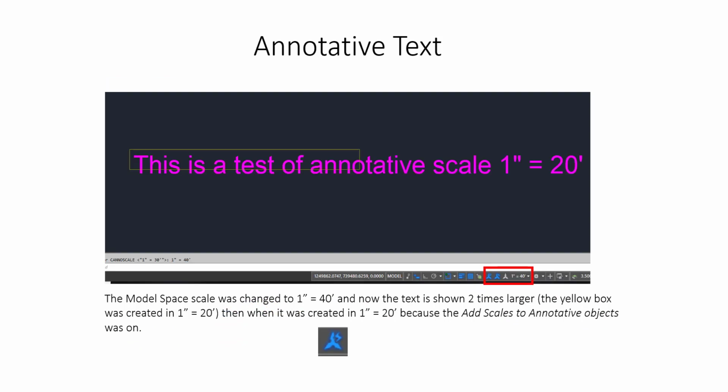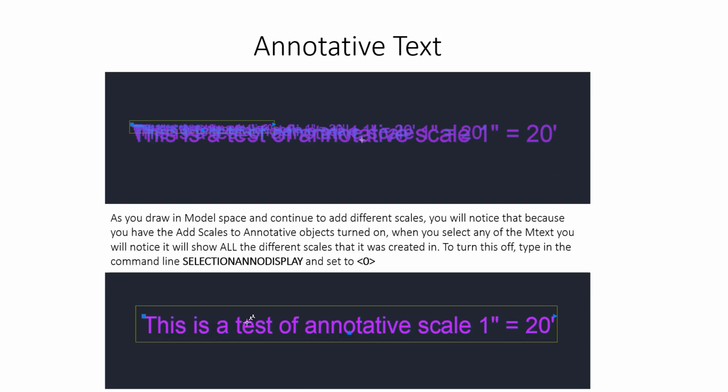The model space scale was changed to 1 inch equals 40 foot, and now the text is shown 2 times larger than when it was created at 1 inch equals 20 foot, because the add scales to annotative objects was on. As you draw in model space and continue to add different scales, you will notice that because you have the add scales to annotative objects turned on, when you select any of the Mtext, you will notice it will all show on all the different scales that it was created in. To turn this off, type in the command line, Anno display, and set that to 0. So I'll go ahead and show this example using Civil 3D.